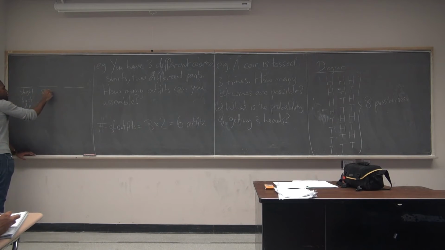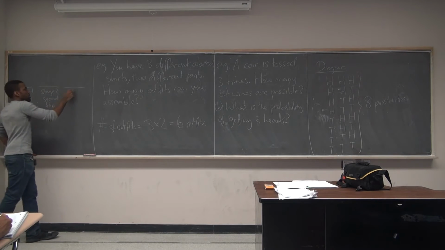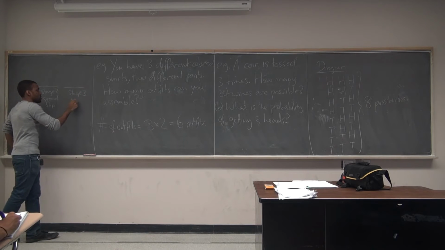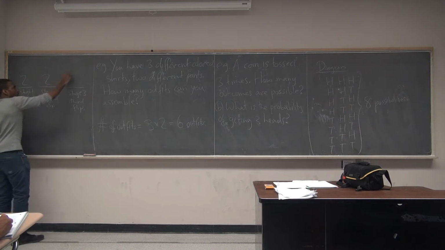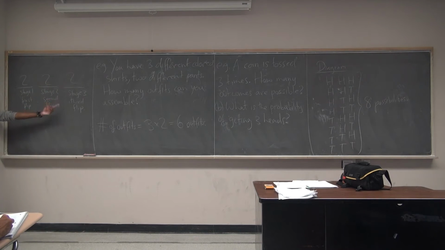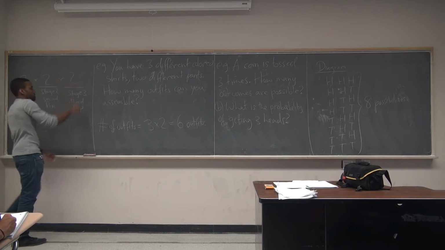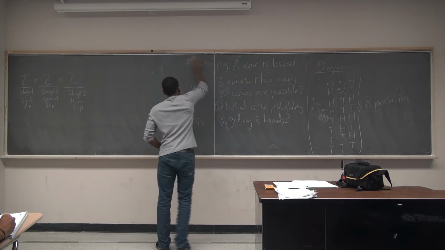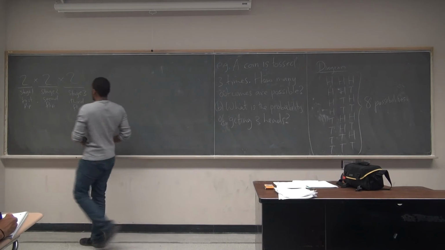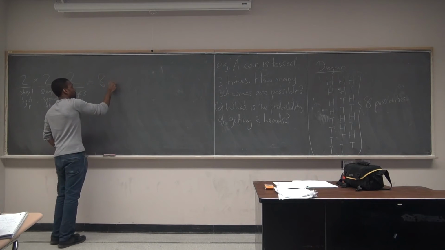There's stage 2, which is the second flip. And there's stage 3, which is the third flip. Now, in the first stage, how many options are there? 2. You either get heads or tails. What about the second? 2. Same thing. Third, same thing. So I have a 3-stage experiment where the possibilities at each stage is 2. Multiplication rule. So there are 8 possibilities.